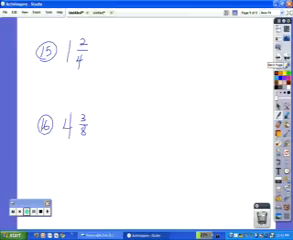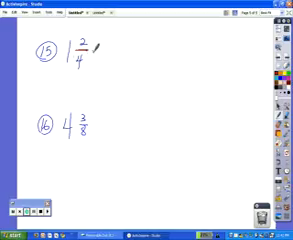When the denominator is not one of the decimal place names, like tenths, hundredths, thousandths, then we're going to use division. Keeping in mind this fraction line stands for division, we'll have to divide 2 by 4.